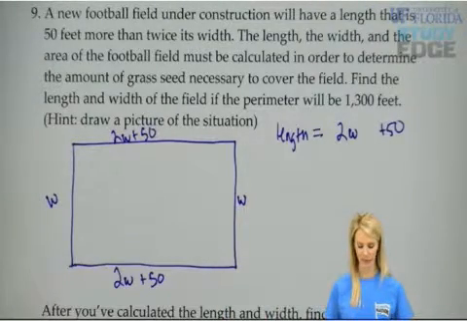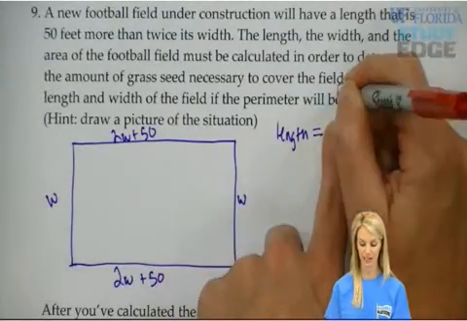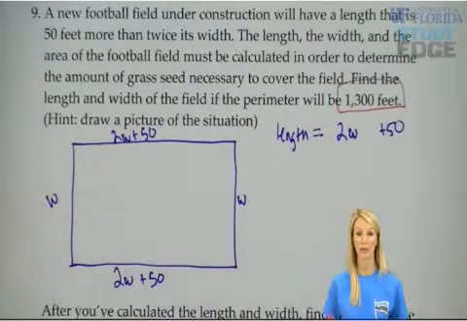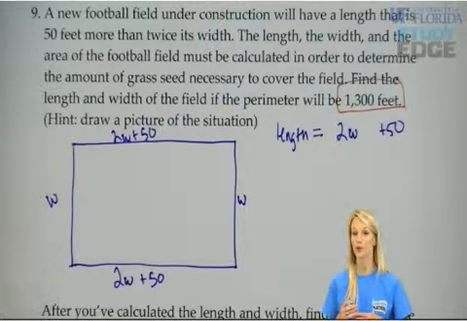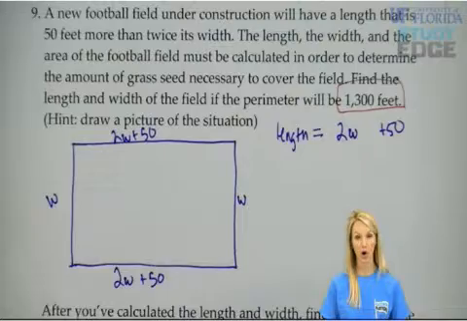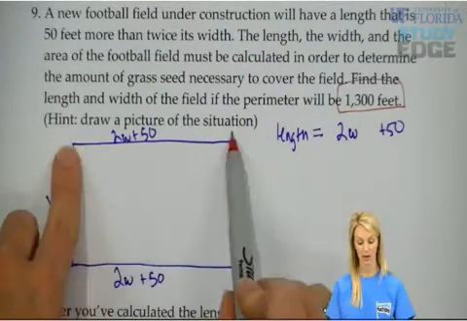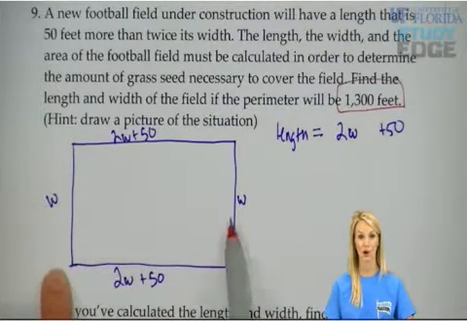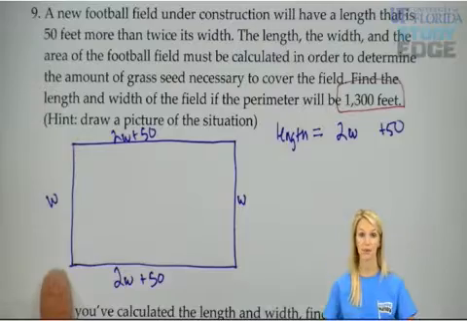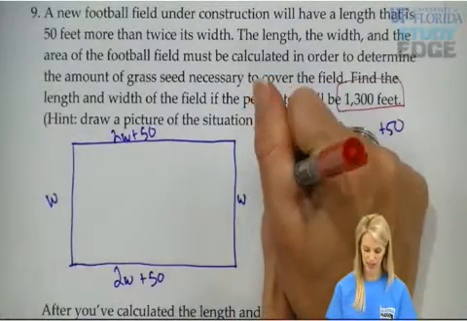So let's see what we're given here. We are told that the perimeter is 1,300 feet. What is the perimeter? This is one of those things that you've got to remember. The perimeter is all of your lengths added up together. So it's the sum of your length, your width, your length, and your width. You add all of these up together, and that gives you your perimeter. So our perimeter is 1,300.